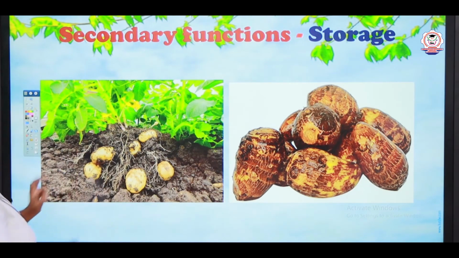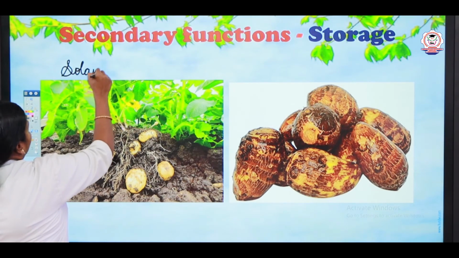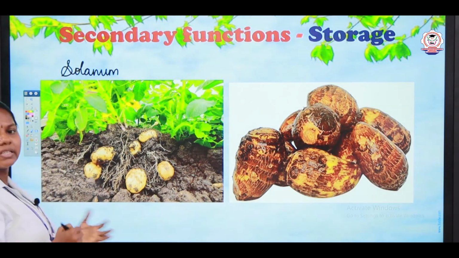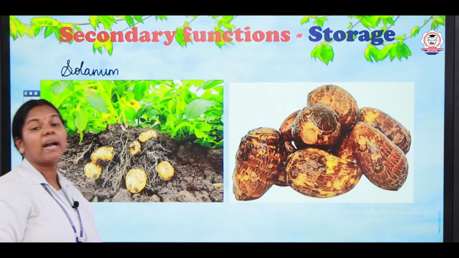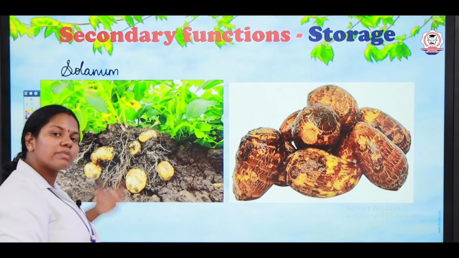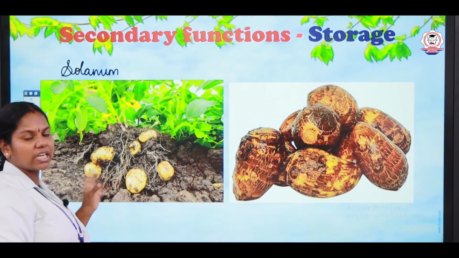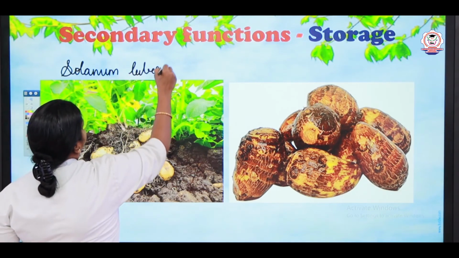So, the scientific name of potato is Solanum tuberosum. You can see the potatoes, it is buried inside the soil, right? But it is a modification of a stem. The stem is modified into a storage function, that is potato. So, Solanum tuberosum.